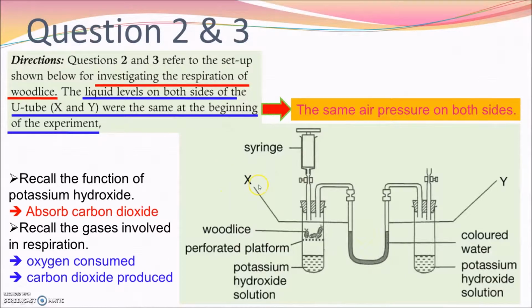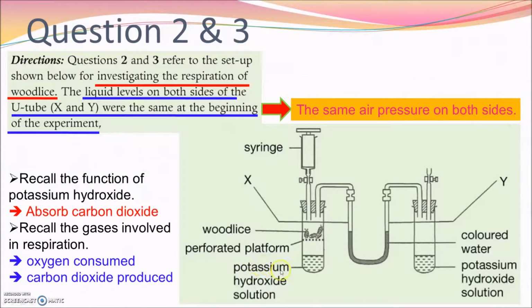For this setup and the questions, I want you to recall the function of potassium hydroxide, which absorbs carbon dioxide as I mentioned, and also recall the gases involved in respiration. The question already told you that it's talking about respiration. But in some questions the word is hidden, and you need to think about whether the question is talking about respiration or photosynthesis. At least you know that worms cannot perform photosynthesis, so it must be respiration. So oxygen is consumed and carbon dioxide is produced.